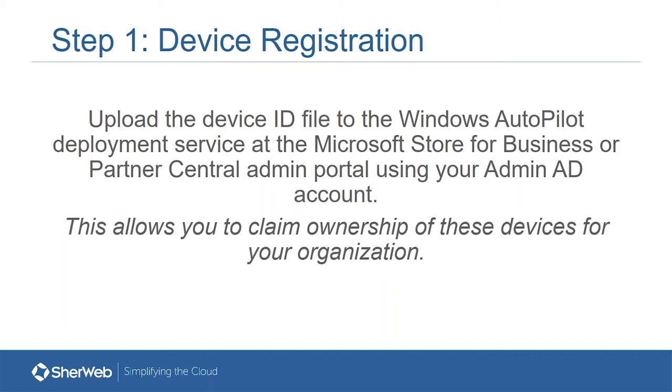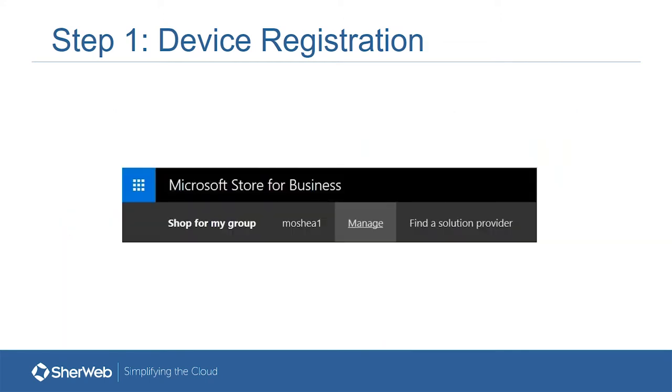Back to it. Device registration. This is the first step. So when you acquire new devices for your organization, the hardware vendor sends you a file containing device IDs. You need to upload this device ID file to the Windows Autopilot deployment service at the Microsoft Store for Business or Partner Central admin portal using your admin AD account. This allows you to claim ownership of these devices for your organization. So in the future, your hardware vendor can automatically perform this step on your behalf.